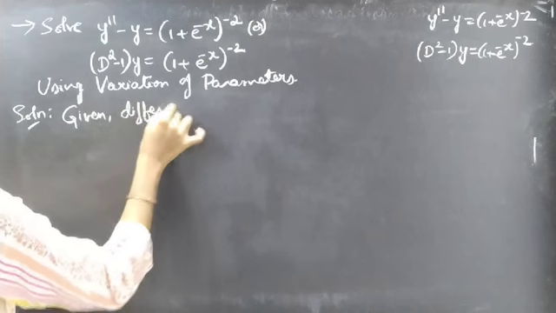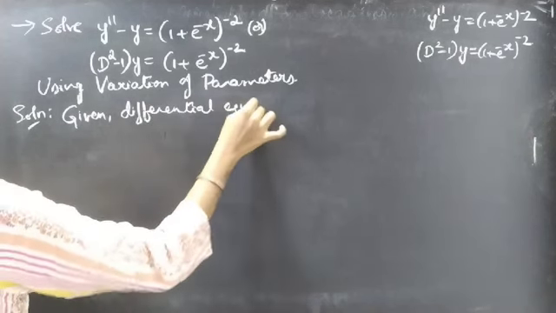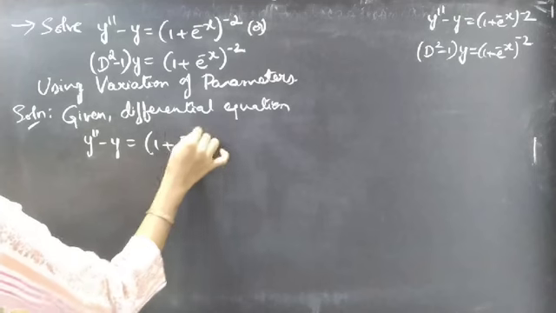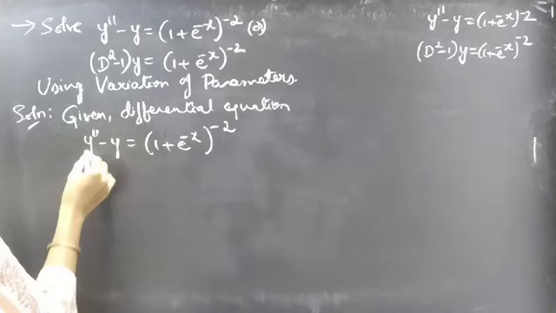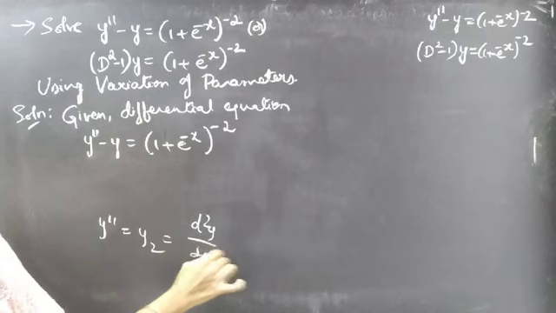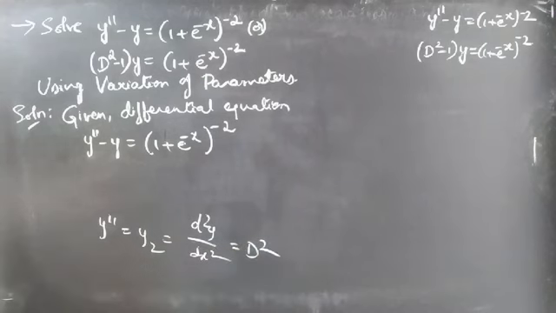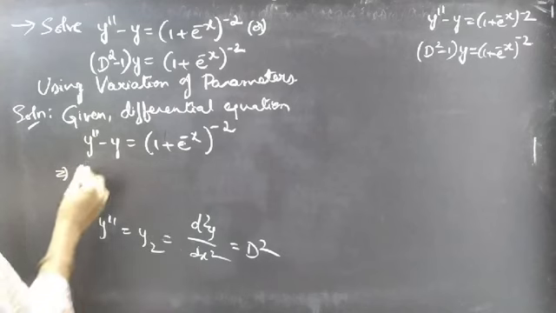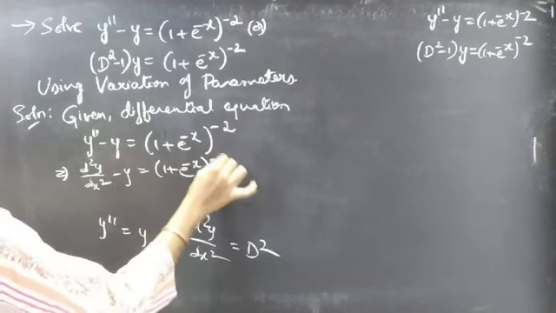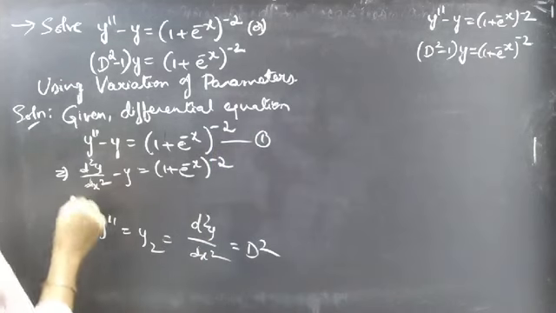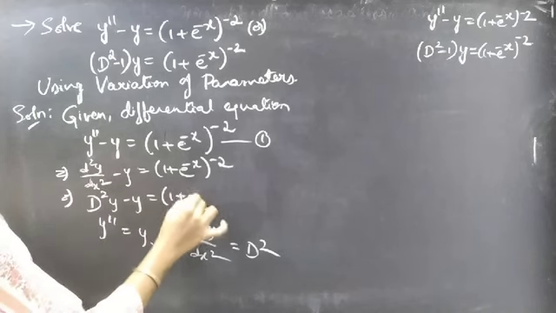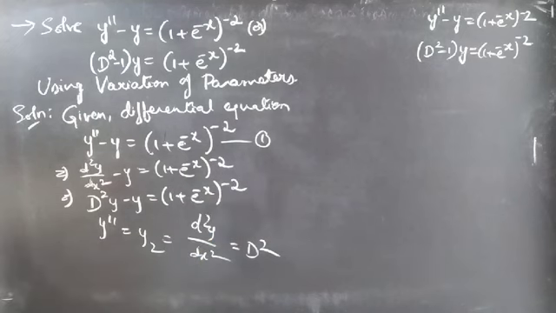Given differential equation: y double dash minus y equal to (1 plus e power minus x) whole to the power minus 2. We know that y double dash is nothing but d square y by dx square. We can write it as d square y by dx square minus y equal to (1 plus e power minus x) whole to the power minus 2. Consider this as equation number 1. Now we can write d square y by dx square as capital D square y, so D square y minus y equal to (1 plus e power minus x) whole to the power minus 2.